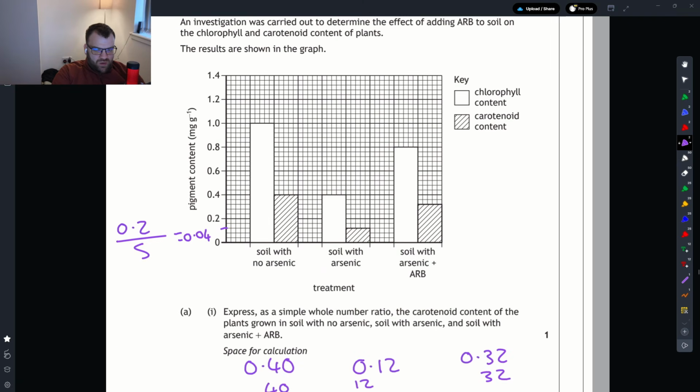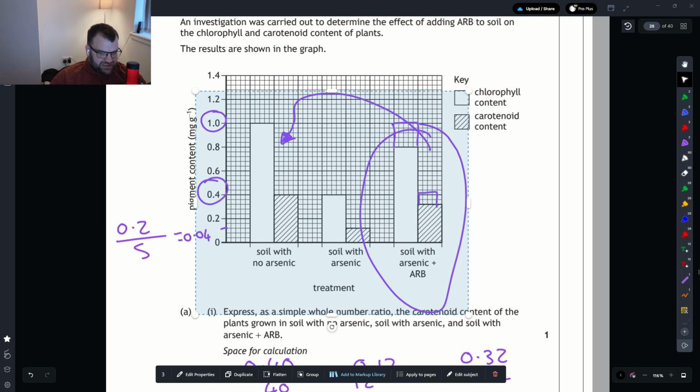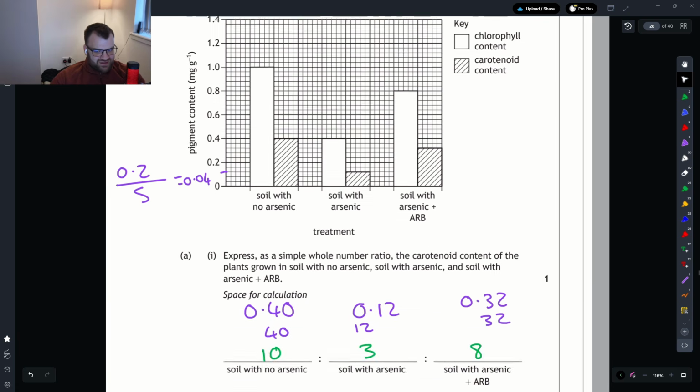is up at 1 and 0.4. If we compare this one to that one, it has not got the same values. It's still lower than the soil with no arsenic. So if the ARB had got rid of all arsenic, we should expect that these numbers would be back up to the non-arsenic levels, but it's not. It's still a little bit below that. It's better than the one with just arsenic added and nothing to take away the arsenic.